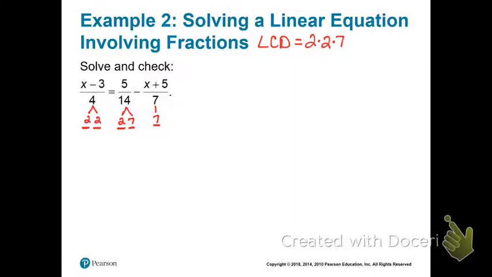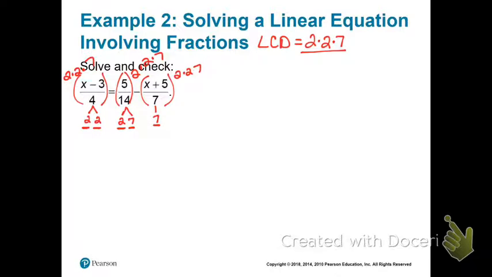So this least common denominator is what we're going to multiply everything by. So every term here is going to get multiplied by 2, 2, and 7. So multiply this by 2, 2, and 7. This one's going to be by 2, 2, and 7. And this one here is by 2, 2, and 7.